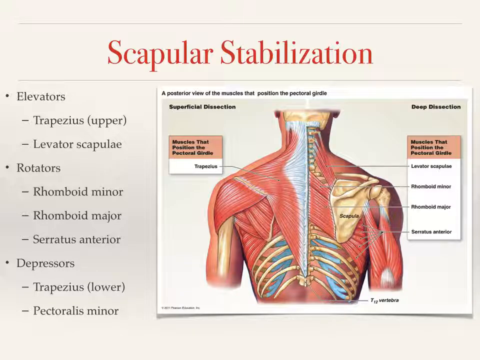The two elevators are the upper trapezius and the levator scapulae. The rotators include rhomboid major and minor, as well as serratus anterior. And finally, the two scapular depressors include the lower trapezius and pectoralis minor.